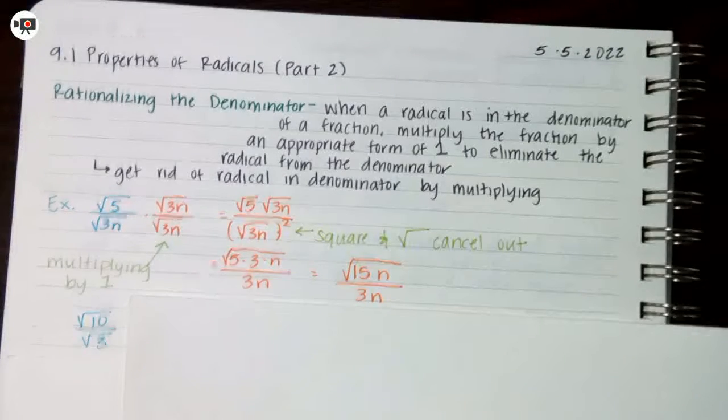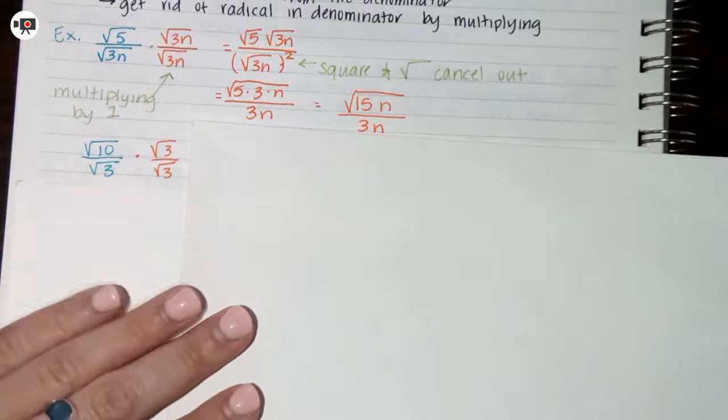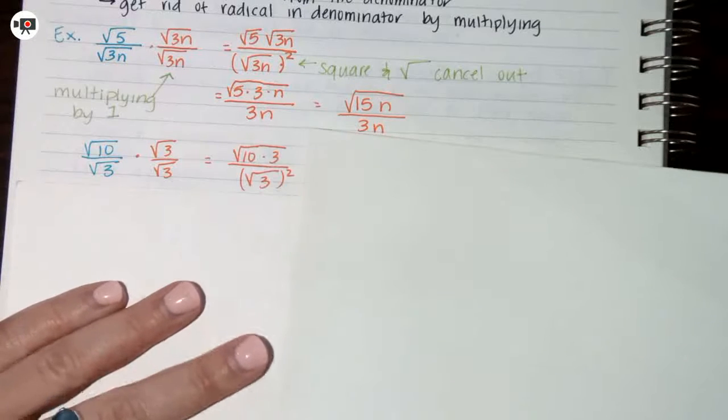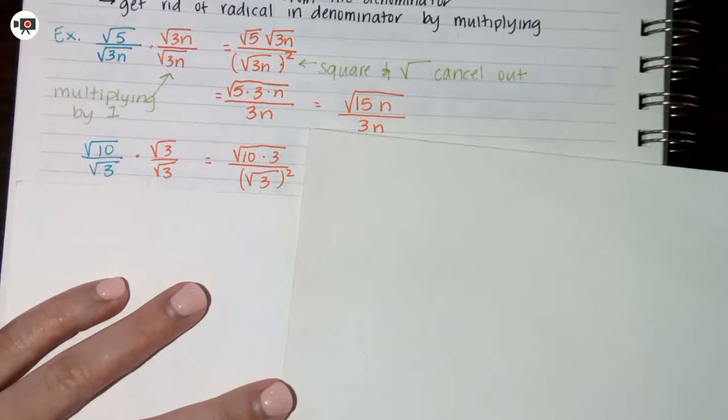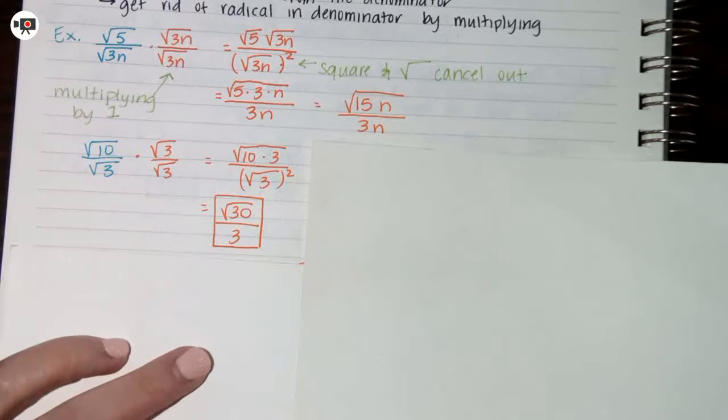For the square root of 10 over the square root of 3, we're going to multiply each by the square root of 3. So then we get the square root of 10 times 3 over the square root of 3 squared, which is the square root of 30 over 3.